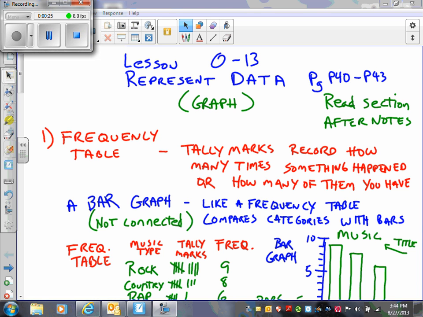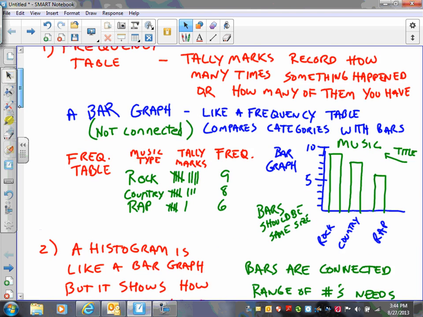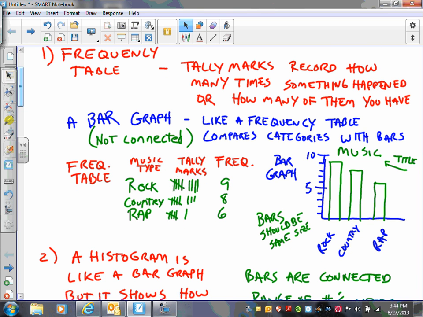A frequency table is one way you can represent data. You make tally marks and then put numbers to record how many times something happened, or how many of that item you have. We use a frequency table to draw bar graphs. So if I have a bar graph, it's like a frequency table, but the bars are not connected. It compares categories with the bars.